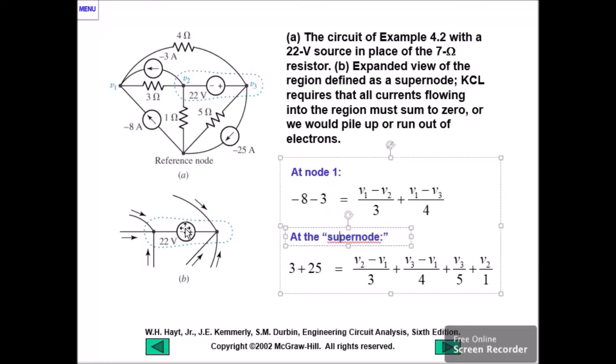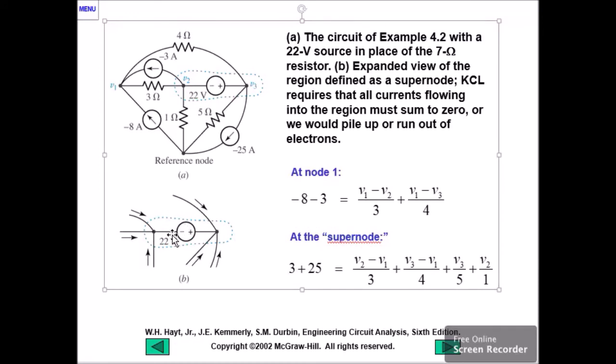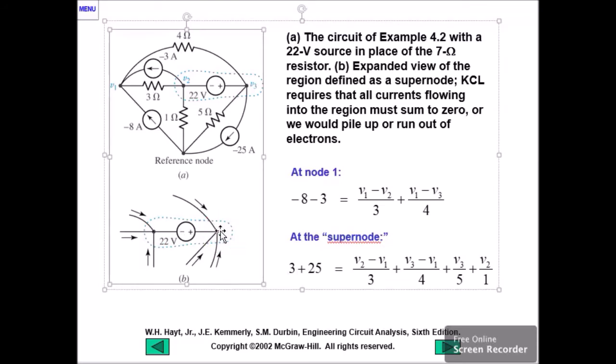For the supernode, say for example, let's zoom in. On this node, isn't it that current entering is equal to current leaving? On this node, current entering is also equal to current leaving. So if you look at the two of them together, current entering both is equal to current leaving both. The idea of a supernode is that when you see a voltage supply like this between two nodes, you can treat them as one. So it is just one equation: everything entering is equal to everything leaving. That is our supernode.